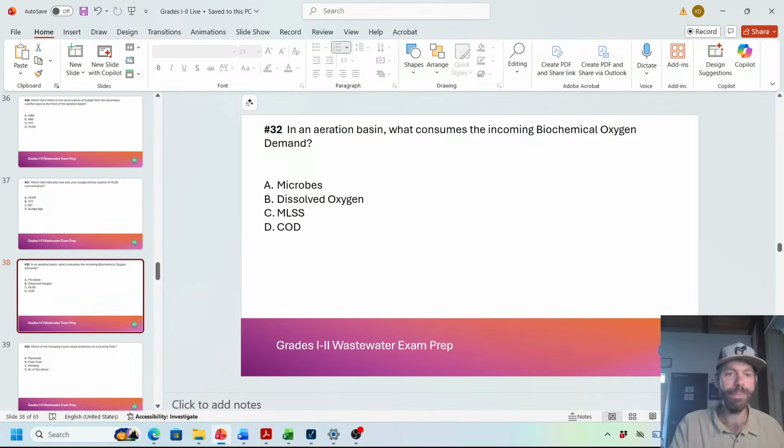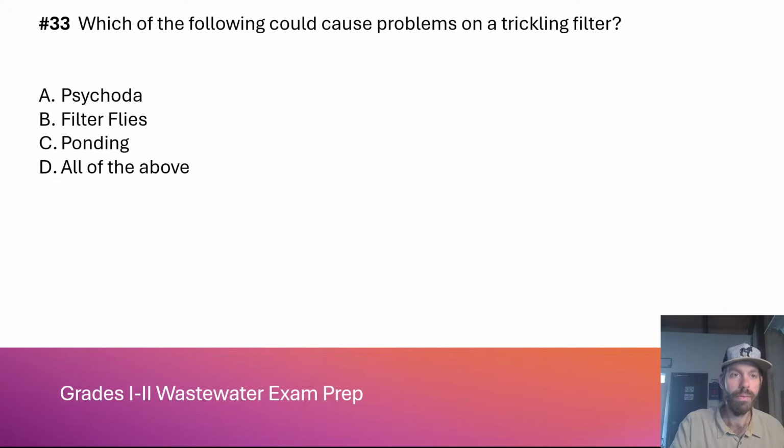All right, let's jump back into the slideshow. Which of the following could cause problems on a trickling filter? A, cycota, B, filter flies, C, ponding, or D, all of the above? Which could cause problems on a trickling filter? A, cycota, B, filter flies, C, ponding, D, all of the above. I remembered to activate my pen this time, everybody.